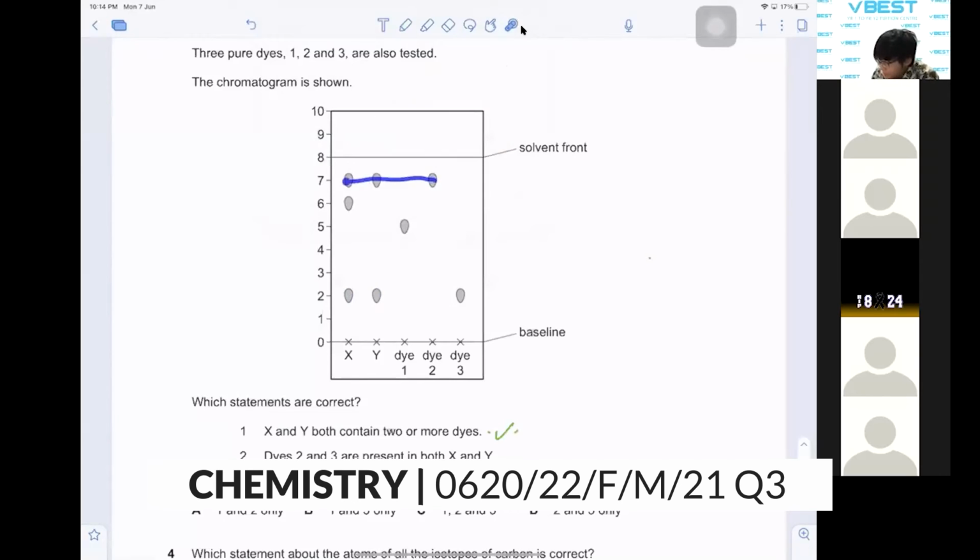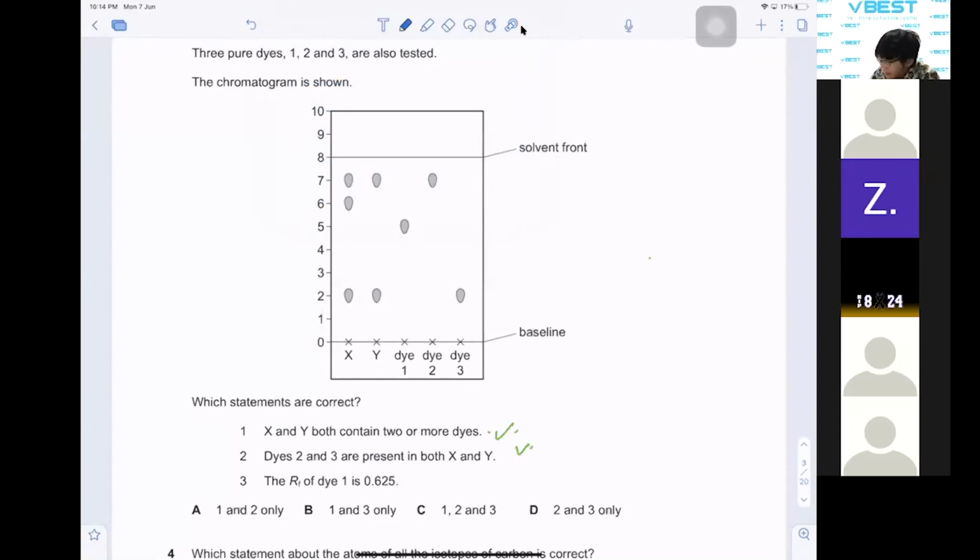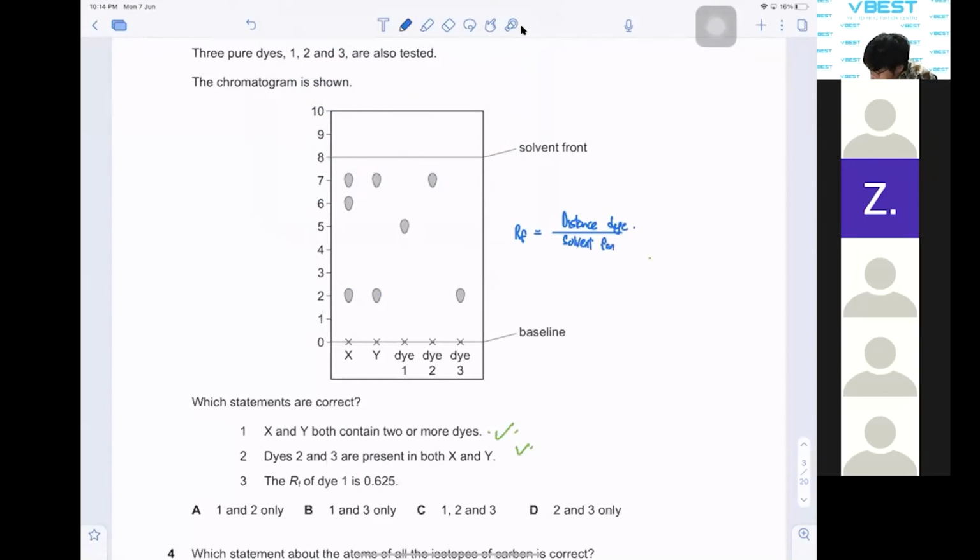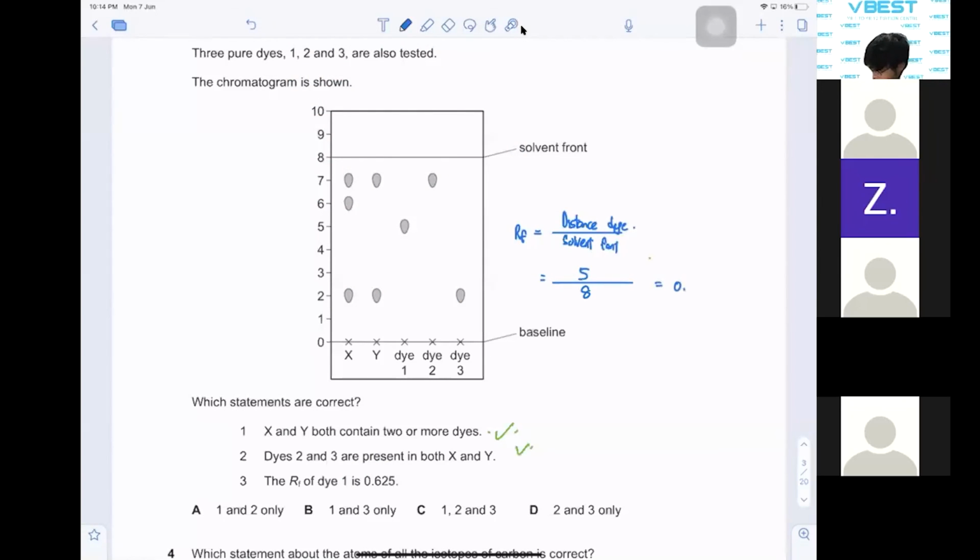Dye 2 and 3 are present in both X and Y. Where is dye 2? Yes, correct. This is right, also right. RF value of 1. By the way, what is RF value? For your RF value, always remember it's basically the distance traveled by the dye over your solvent front. So RF value of 1 is 5/8. So 5/8 is 0.625.